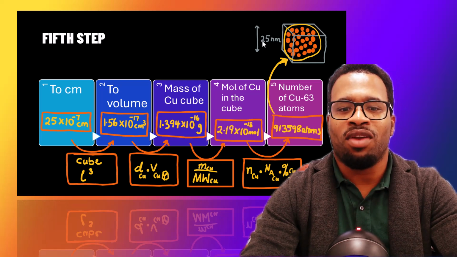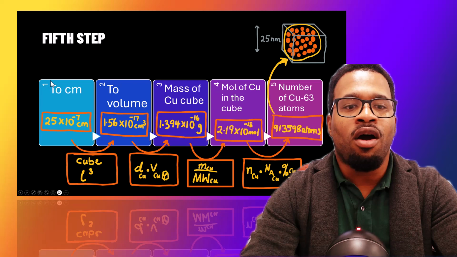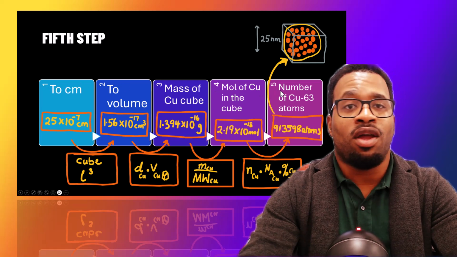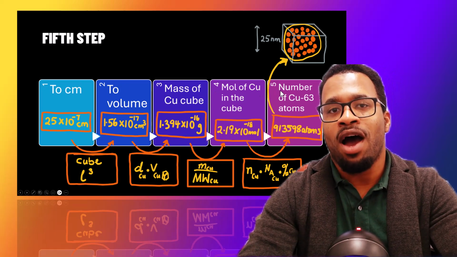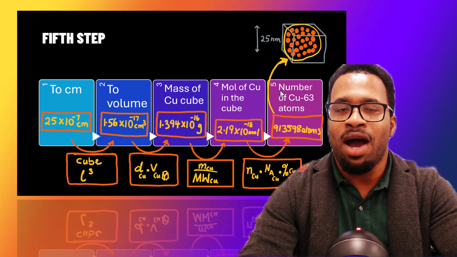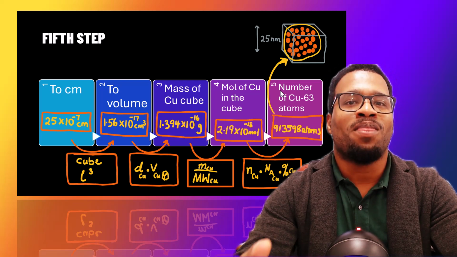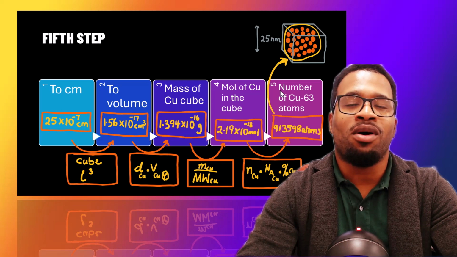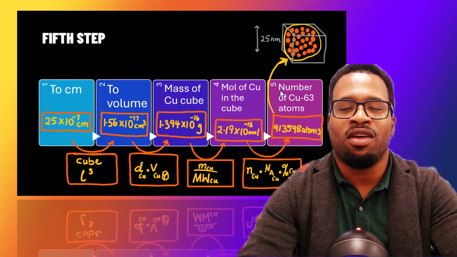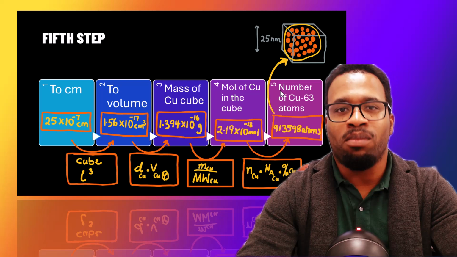So I hope you found this really informative in terms of following all these steps to determine the number of atoms, specifically copper atoms, specifically again the isotope of copper atoms, present in a pure substance in a cubic shaped object.